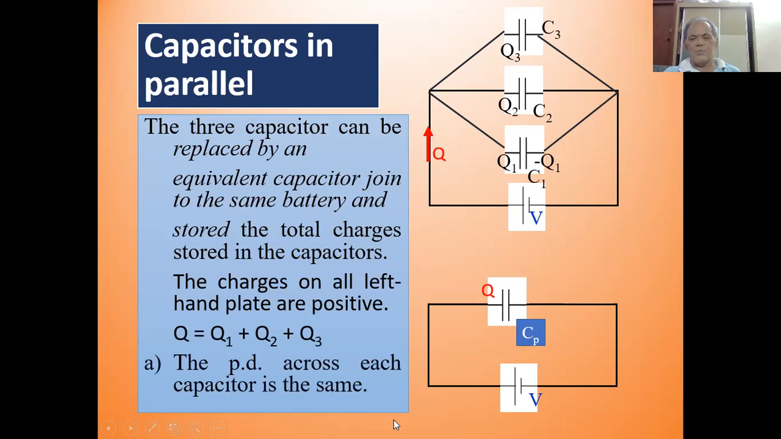And the thing to know when it's parallel, the PD across each capacitor is the same. Okay with that? That's the first point you have to know. The potential difference across each capacitor is the same. That's how we know it's parallel.